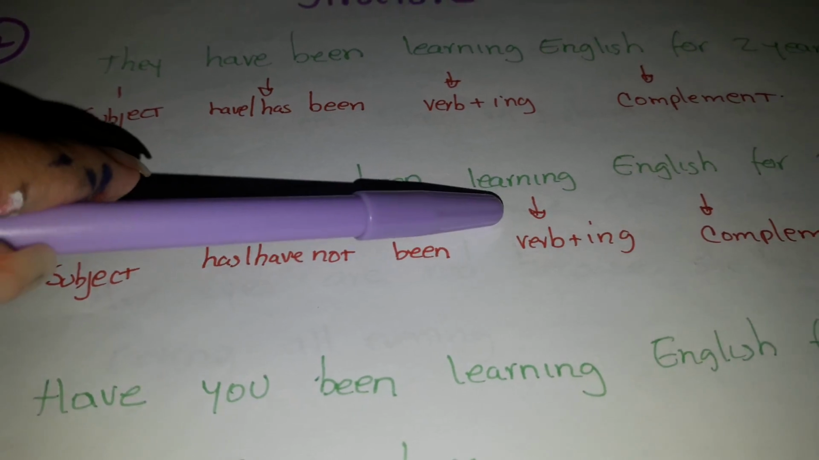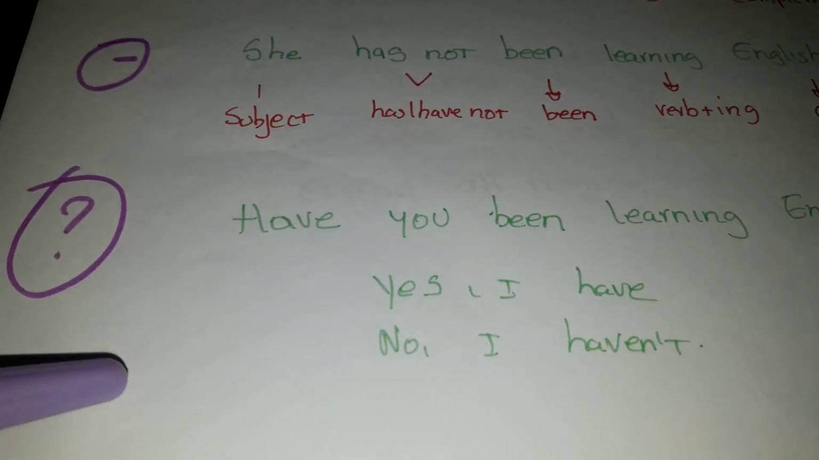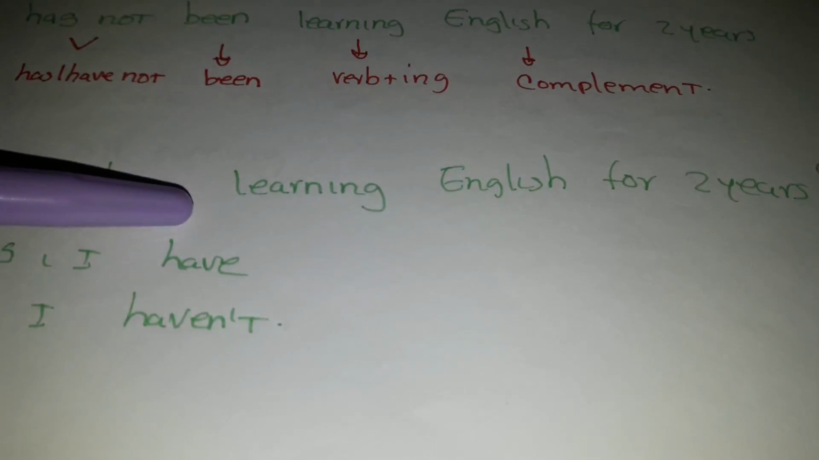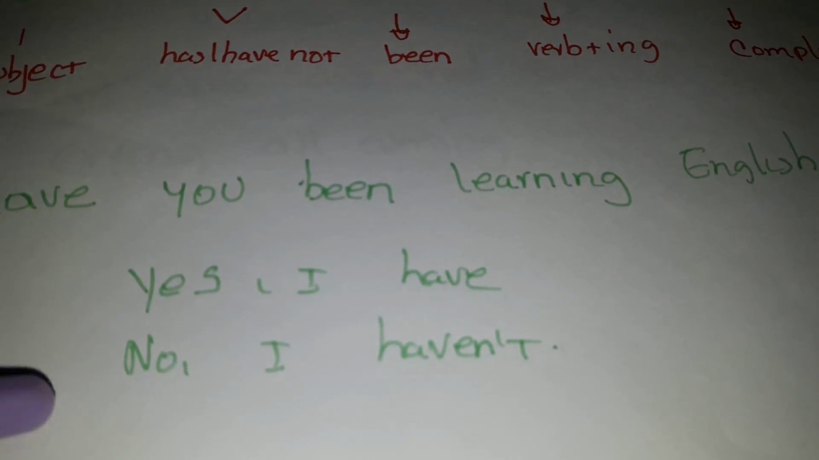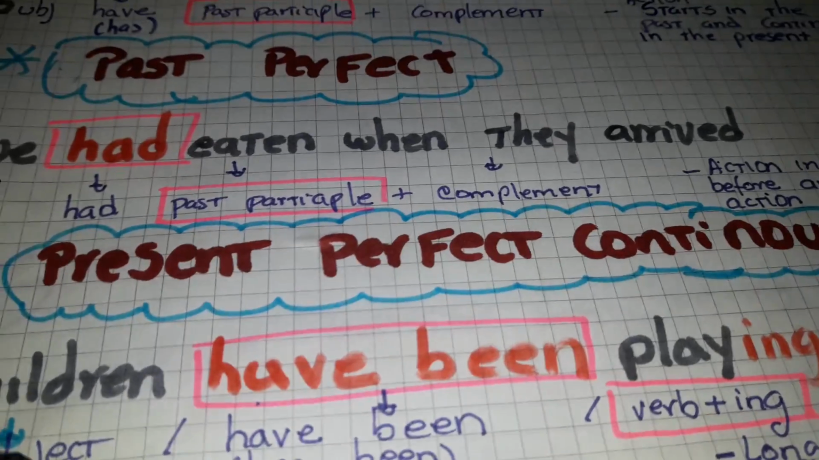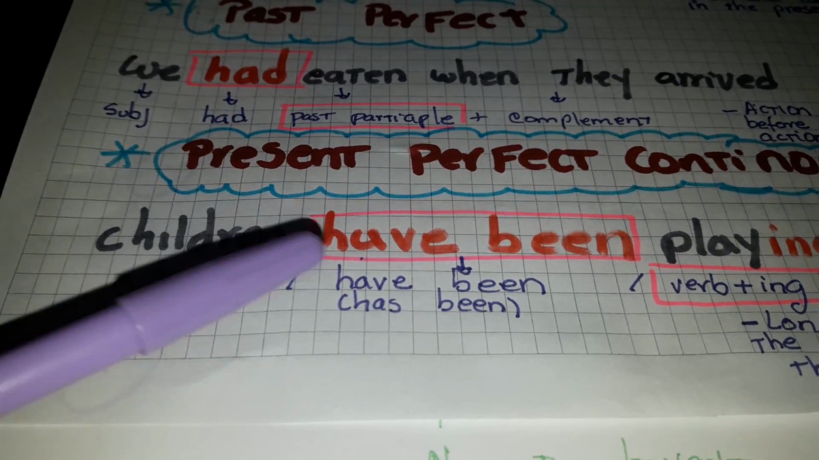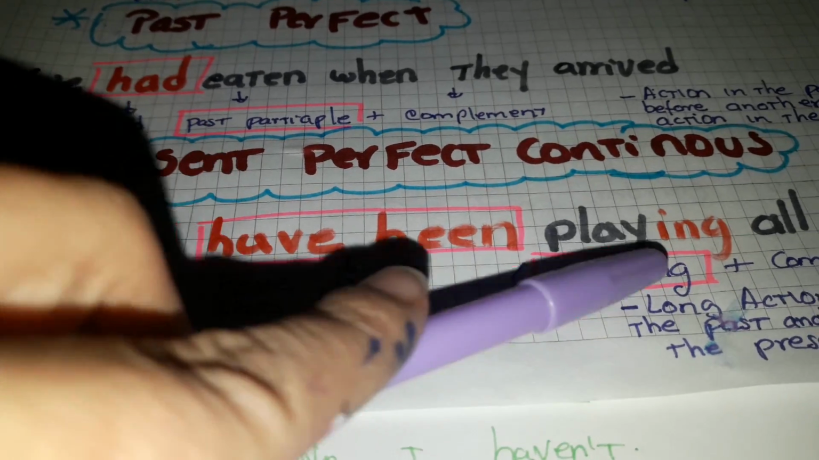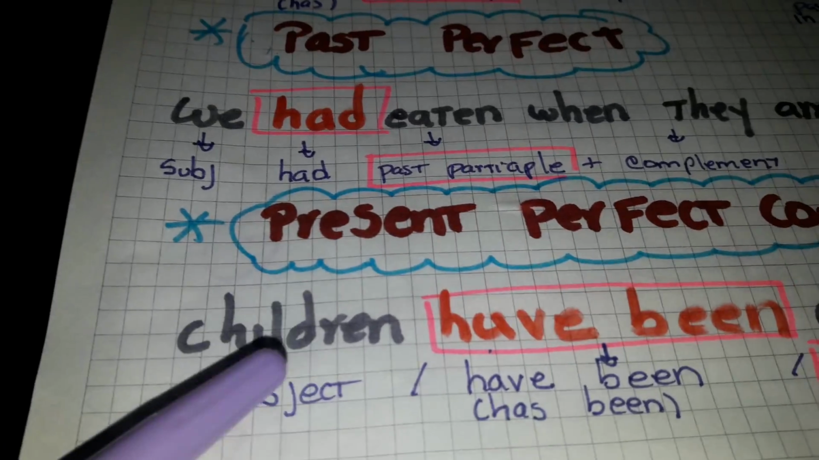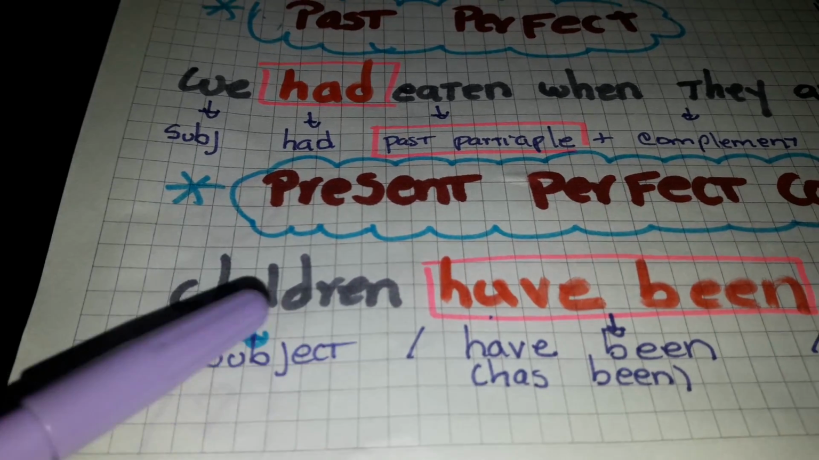She has not been learning English for 2 years. And interrogative. Have you been learning English for 2 years? Yes, I have, or no, I haven't. Remember the structure. Subject, have been, play, the verb plus ing, and the complement. It is interrogative. Could be an example.